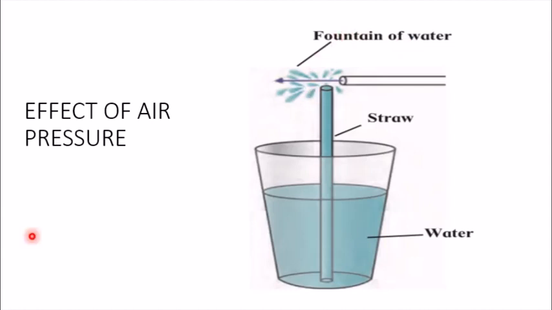So this is called Bernoulli's principle, and it states that the air pressure works from the higher level to the lower level, and that is why the water which was there came up like a fountain to the lower level of the air.